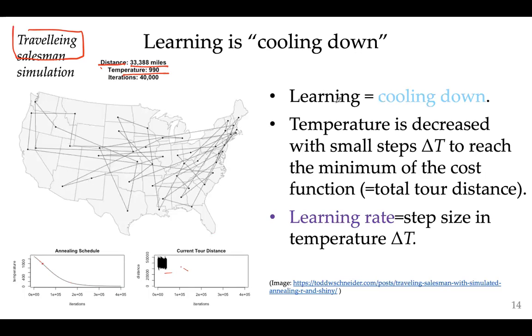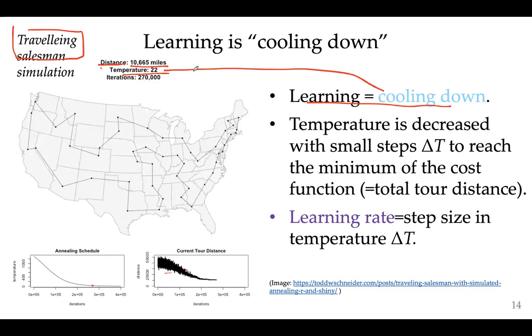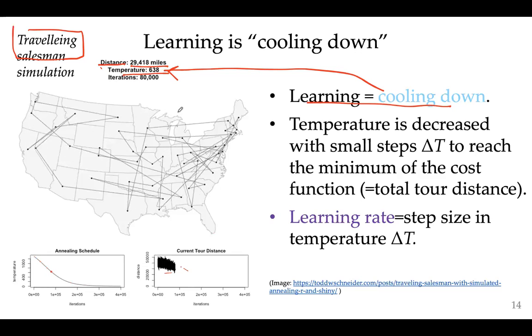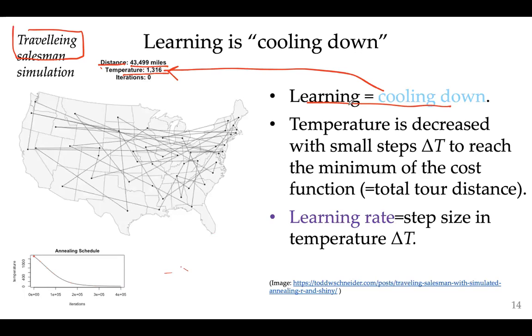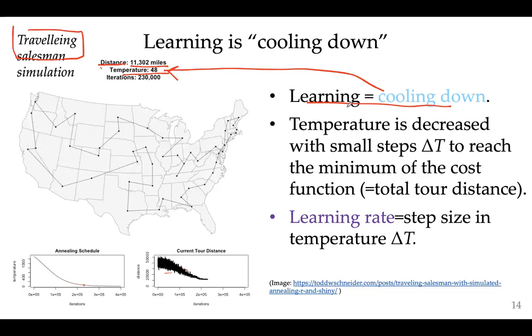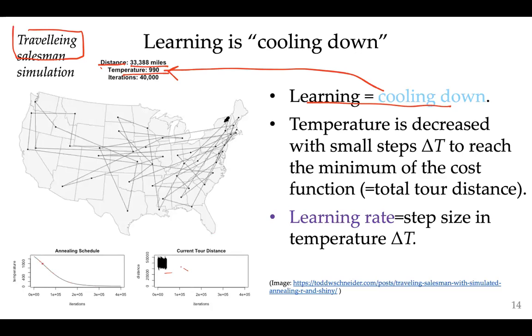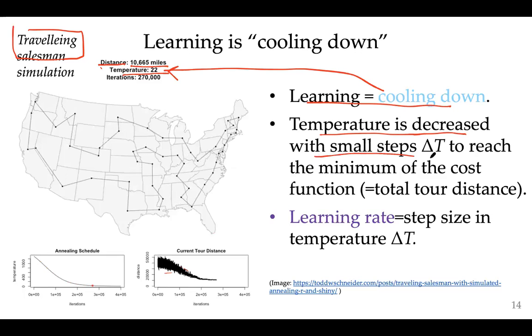So learning is cooling down, in the sense that if we think about this temperature, it's cooling down. Again, it's not a real temperature in the physical sense, it's just a parameter. But we can think of it as the same idea as in statistical mechanics. As the temperature cools down, the system goes to the minimum energy state, or in this case, the minimum distance. So the system reaches the optimal state.